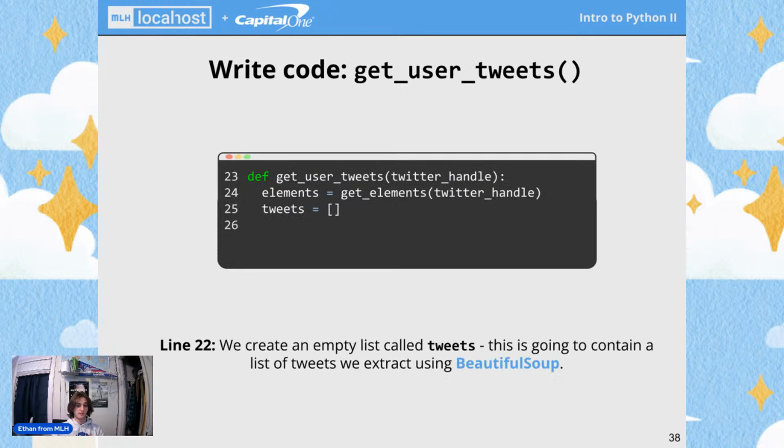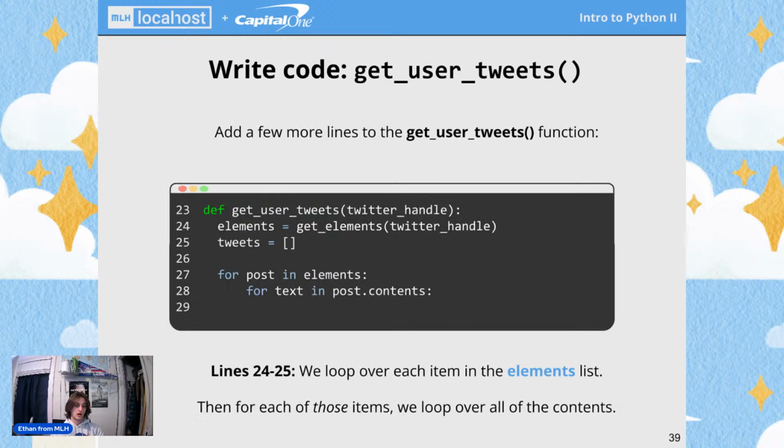And we're also going to want to do a couple different things here. First, we're going to want to make an empty list called tweets. What this is going to do is end up containing a list of tweets that we extract using BeautifulSoup. And then the next thing we're going to do is take that stuff we learned about loops, and for every tweet, we're going to add it to the tweets array.